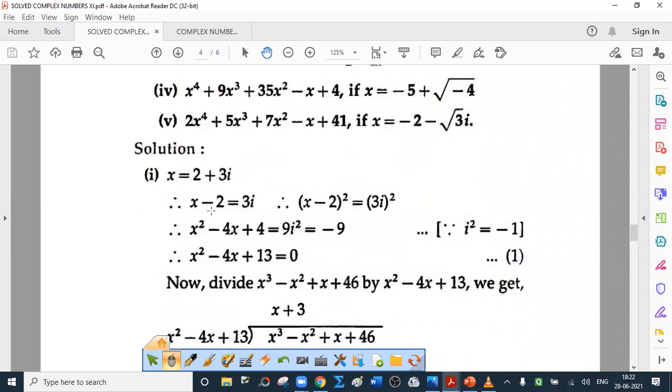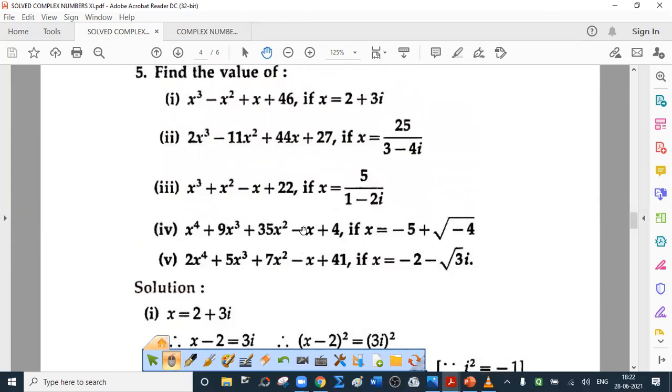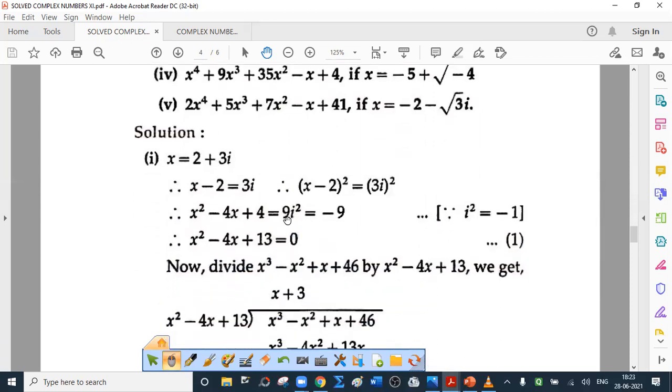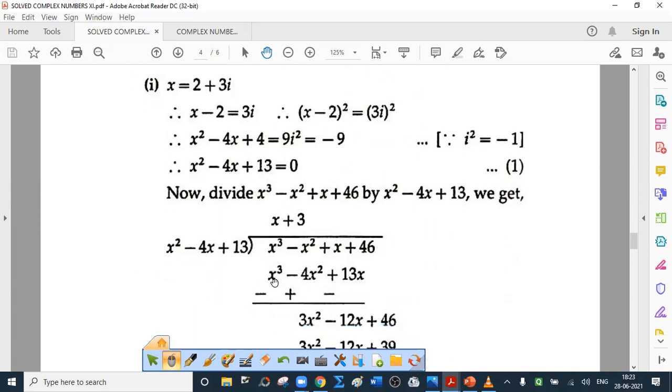X is 2 plus 3i, so x minus 2 is 3i. So x minus 2 square is 3i square. That is x square minus 4x plus 4 equals 9i square, but i square is minus 1, so minus 9. Now rearrange the terms to get x square minus 4x plus 13 equal to 0. Now we have to find the value of this expression. Don't call this an equation. This is an expression. So we divide this expression by x square minus 4x plus 13.